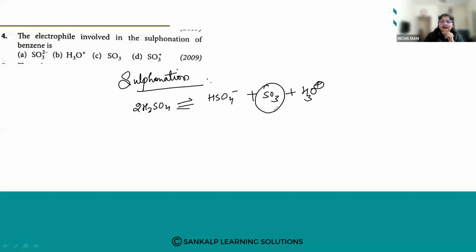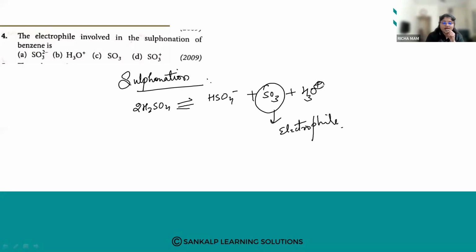Okay. So sulfonation is carried out in the presence of what? H2SO4. So when we take H2SO4, what will it form? HSO4 minus plus SO3, plus H3O plus. Okay, so here which is the electrophile? It is SO3. So SO3 is the electrophile. So remember that for sulfonation.